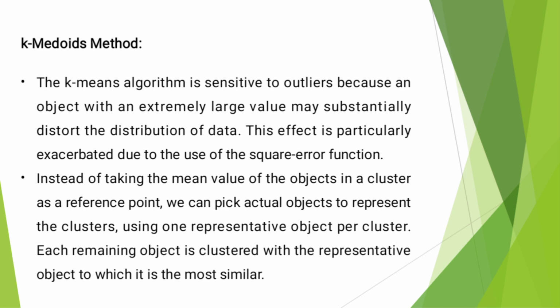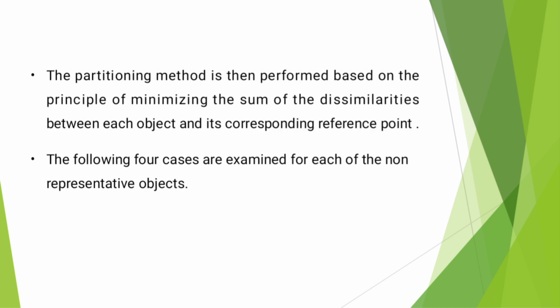Instead of taking the mean value of the objects in a cluster as a reference point, we can pick an actual object to represent the cluster, using one representative object per cluster. Each remaining object is clustered with the representative object to which it is the most similar. The partitioning method is then performed based on the principle of minimizing the sum of the dissimilarities between each object and its corresponding reference point.